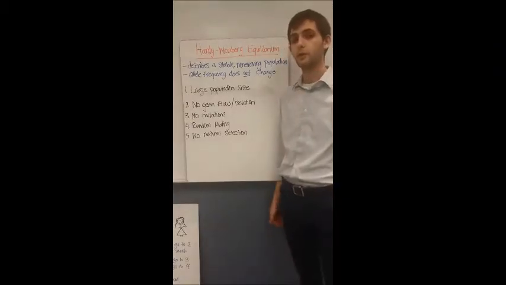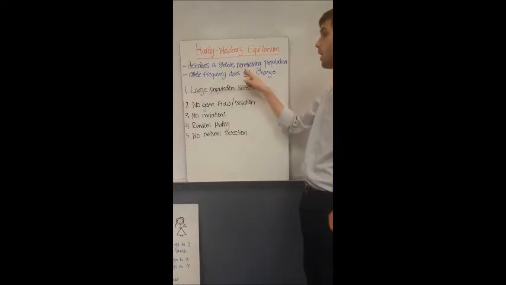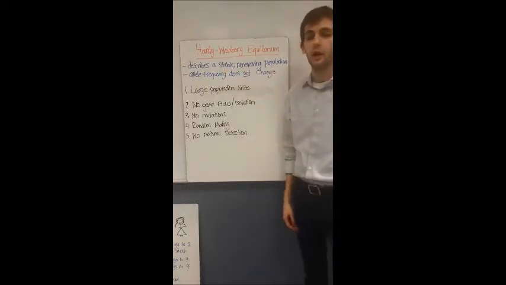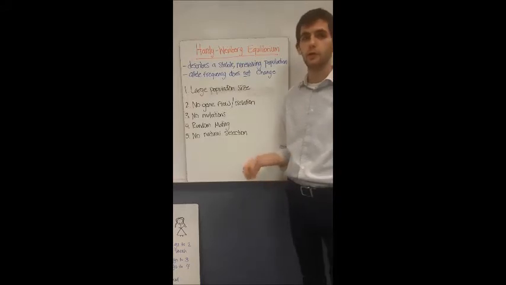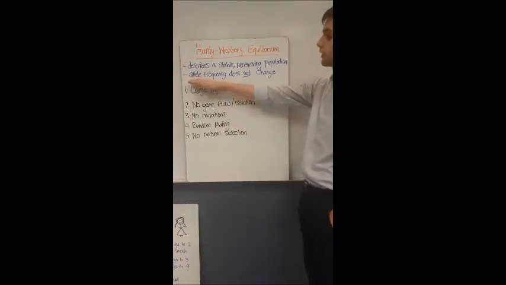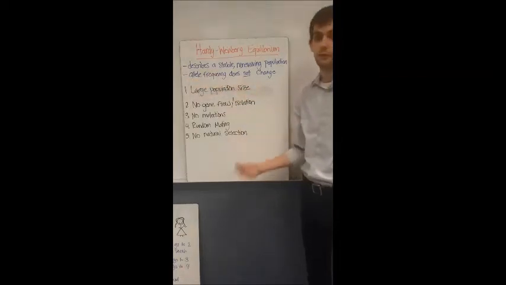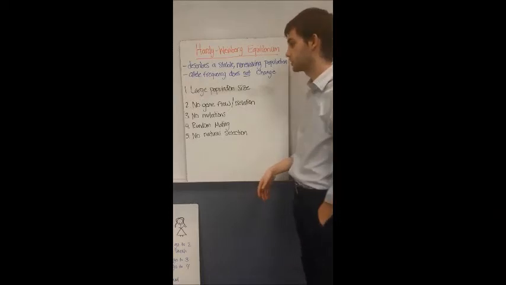Hardy Weinberg equilibrium is a mathematical way to describe a stable, non-evolving population. And the two scientists who developed this model were Hardy and Weinberg. So what they suggested was that for Hardy Weinberg equilibrium to exist, there must be no change in the allele frequency, or the number of times that a certain allele appears in a population.